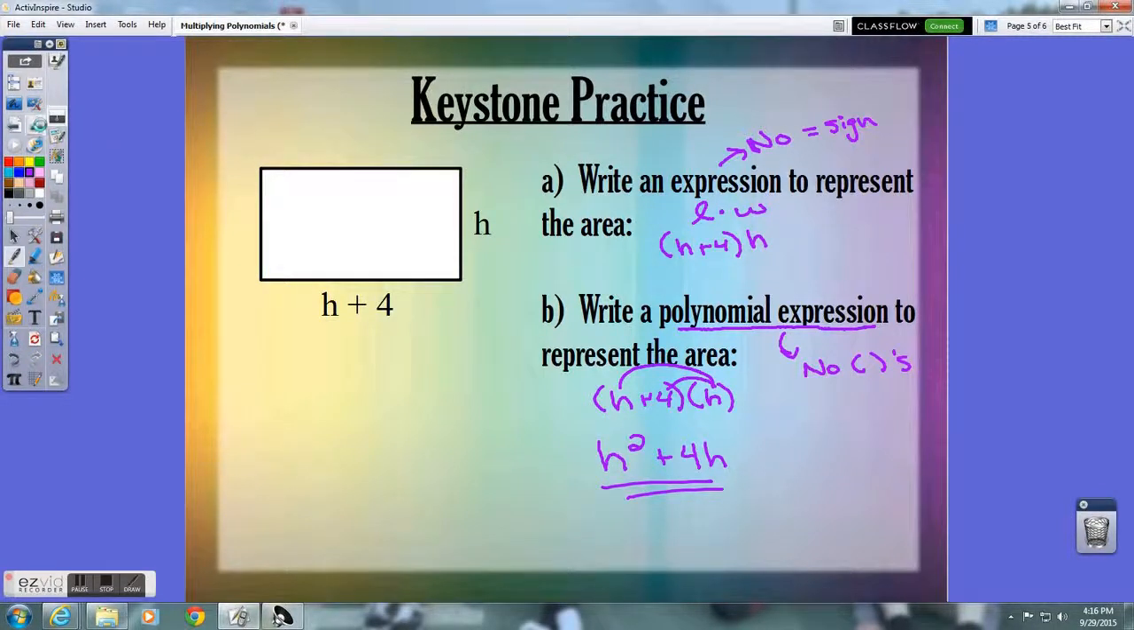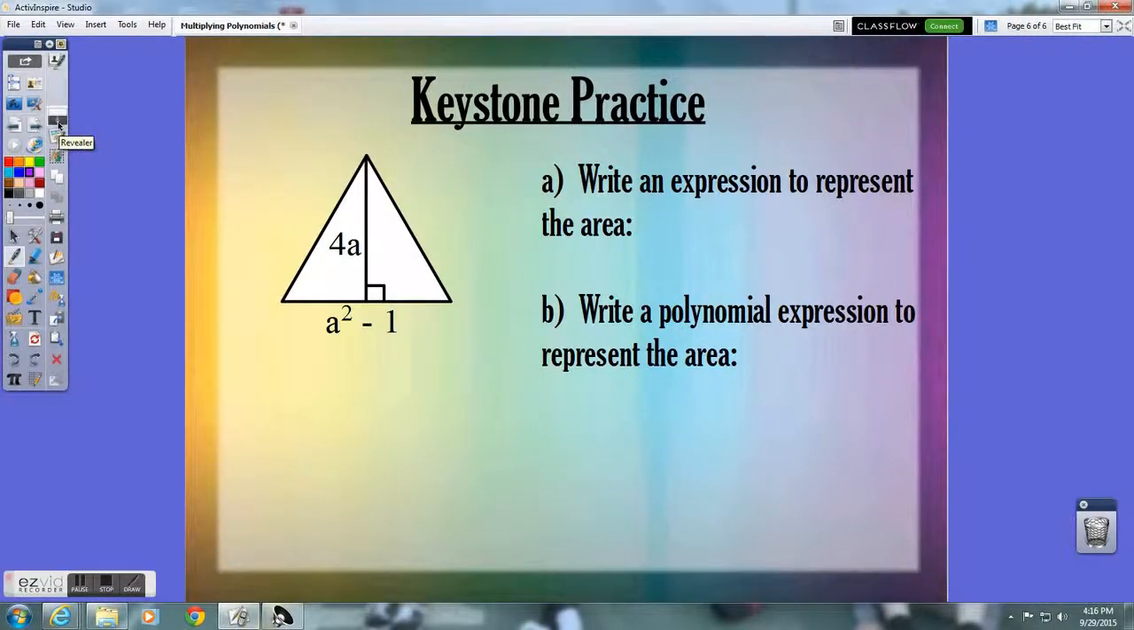Now sometimes, instead of working with rectangles, they'll give you other shapes, like a triangle. So again, I want to write an expression to represent the area. And the area formula for a triangle is 1/2 base times height. So I have 1/2. My base in this particular triangle is a squared minus 1. So it's got to stay in parentheses because it's all one piece. And my height is 4a. Now as far as just writing an expression, I'm done.